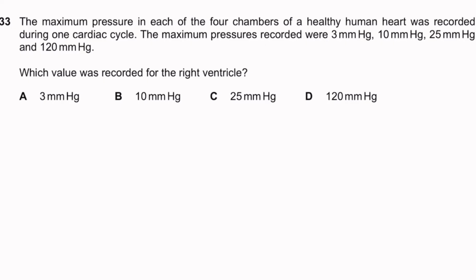The maximum pressure in each of the 4 chambers of the healthy human heart was recorded during one cardiac cycle. The maximum pressures recorded were 3 millimeters mercury, 10 millimeters mercury, 25 millimeters mercury, and 120 millimeters mercury. So which value was recorded in the right ventricle? So obviously the highest value is in the left ventricle, because it's going to have really thick walls with lots of muscle to contract and push blood to the entirety of the body. However, basically 3 millimeters mercury would be basically in the atria, right? Basically left and right atria. 25 would obviously be the right ventricle, so that should be C.